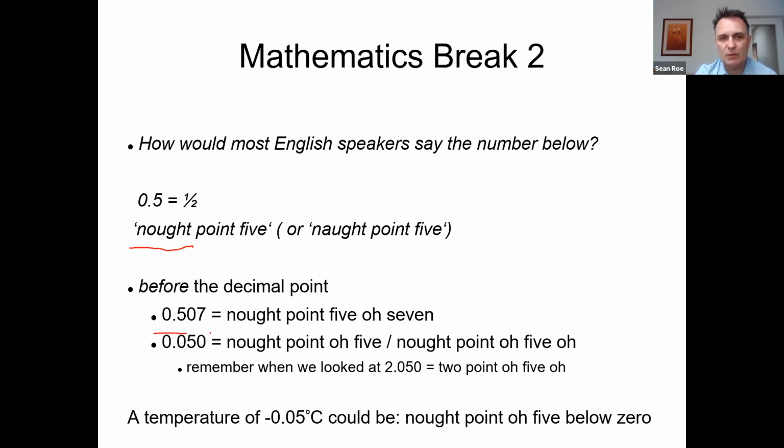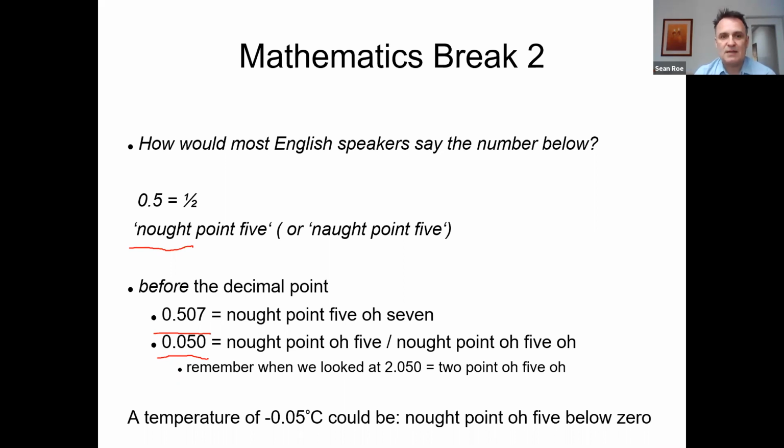So this number here would be 0.507. Again, for you, it's better to say 0.507. But most English speakers would say 0.507. Here, I would say 0.050.